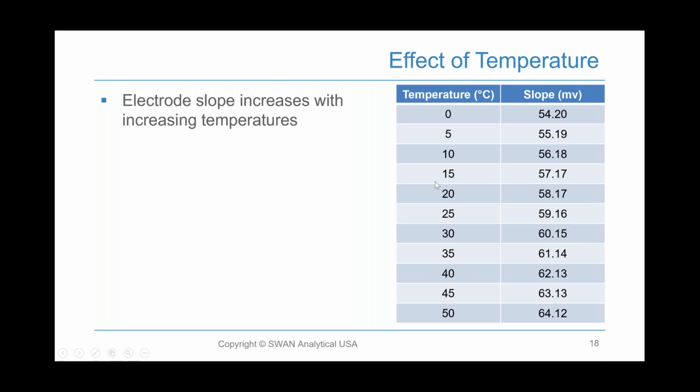However, at 15 degrees centigrade, it only changes 57 millivolts. And at 35 degrees centigrade, the millivolt change is 61 millivolts per decade change. Therefore, measurement of the sample temperature, with temperature compensation for the effect that temperature has on the slope of the electrode, is critical for accurate sodium measurement.